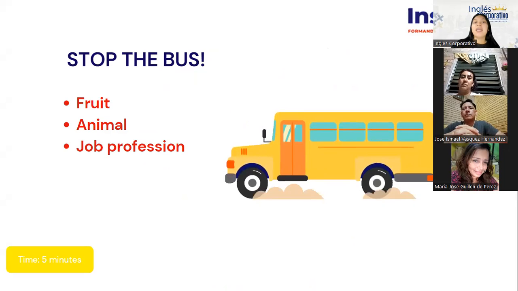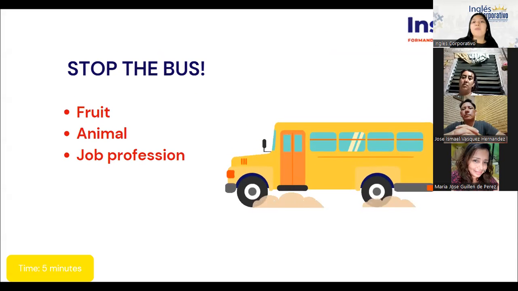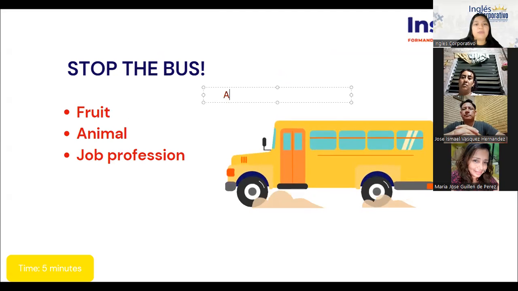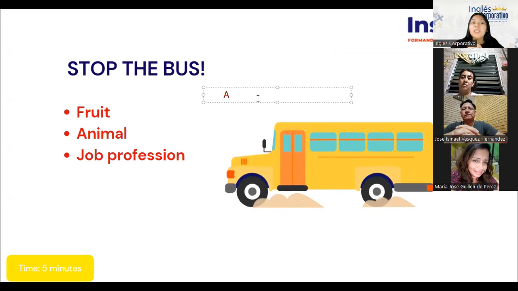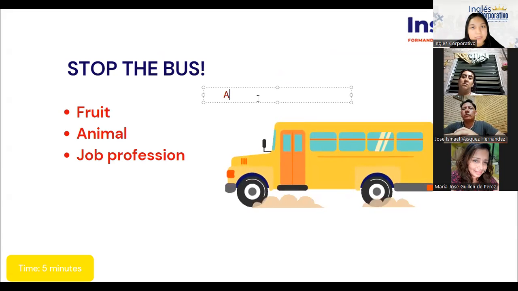Yo le voy a decir la letra inicial, por ejemplo, good evening, Carlos. Le puedo decir letter A, y se la voy a escribir aquí. Entonces usted tiene que buscar una fruta, un animal y un job profession que comience con esa letra. Y quien ya tenga las tres va a decir stop the bus. Ese es el juego que vamos a hacer para comenzar la clase.